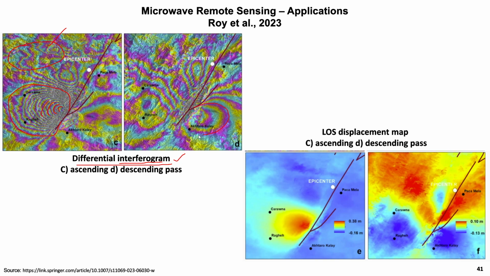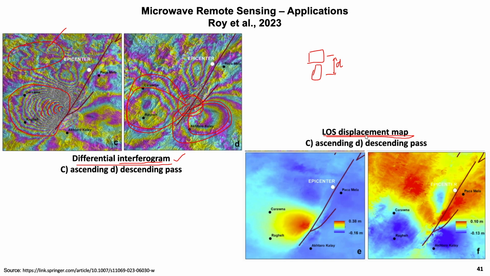So this is another place. This is the descending pass for the same place. It has produced an interferogram something like this. So something has definitely happened in this region. When we analyze the data, we will be able to produce displacement maps, which means how much the ground has moved, from one time to another time, what is the displacement that has occurred between these two times.